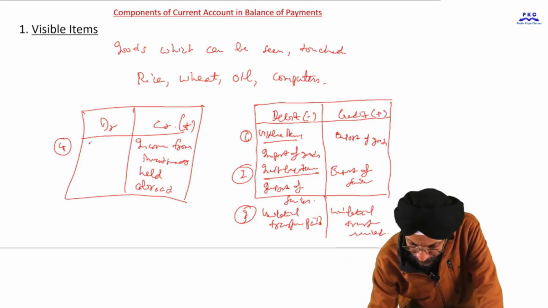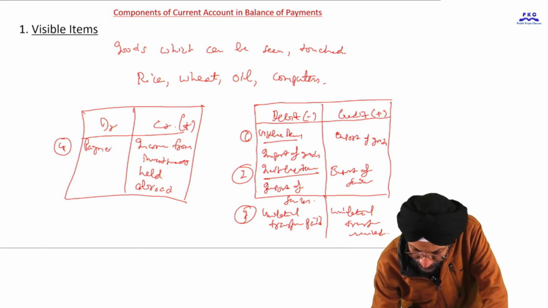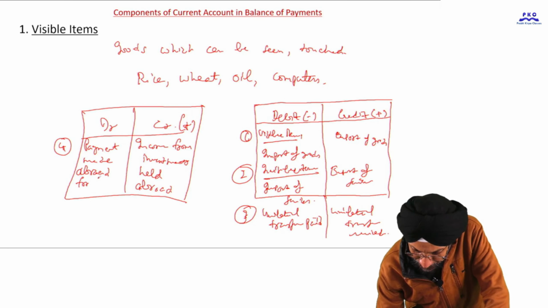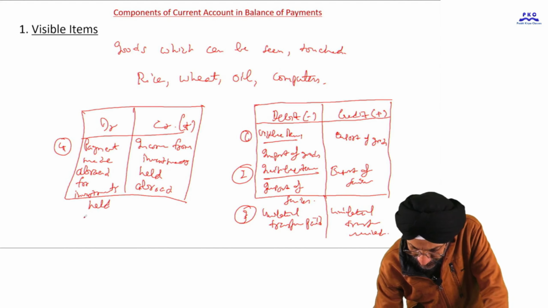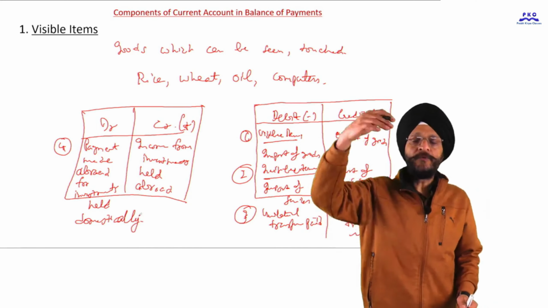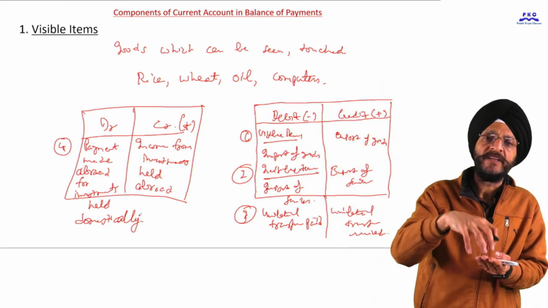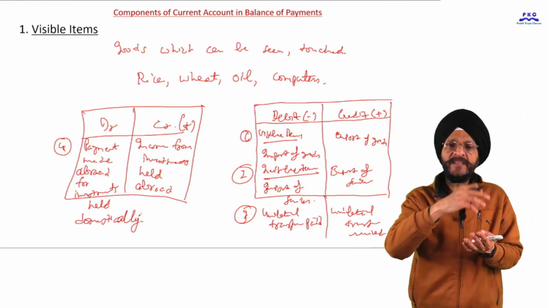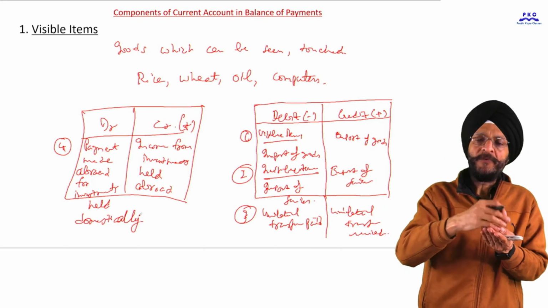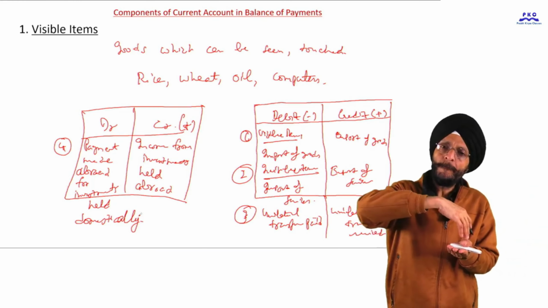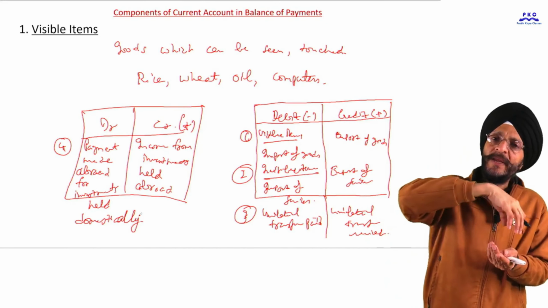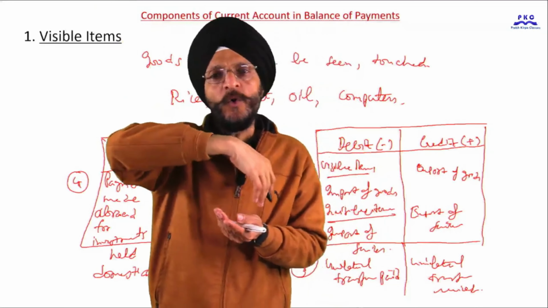So when we make payments made abroad for investments held domestically. Domestically means foreign investors have made investments in our country, and now they are getting rent, dividend, profit, etc. from our country. So in other words, we have to make payments to them. So foreign exchange will go out of our country.